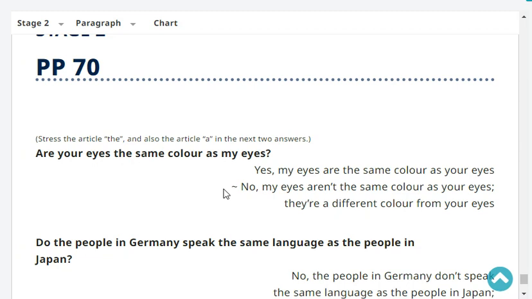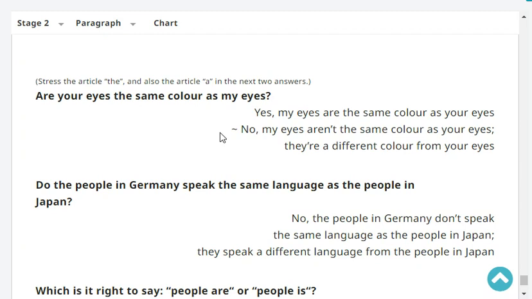Very good. Do the people in Germany speak the same language as the people in Japan? No, the people in Germany don't speak the same language as the people in Japan. They speak a different language from the people in Japan.